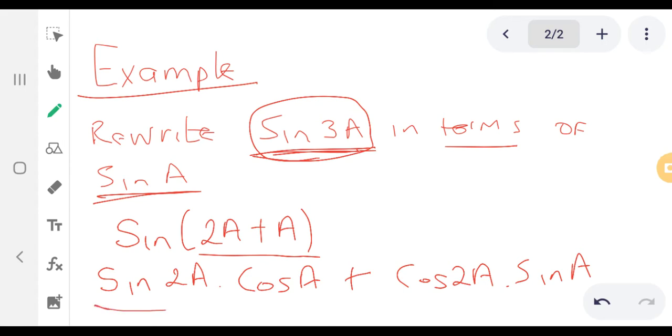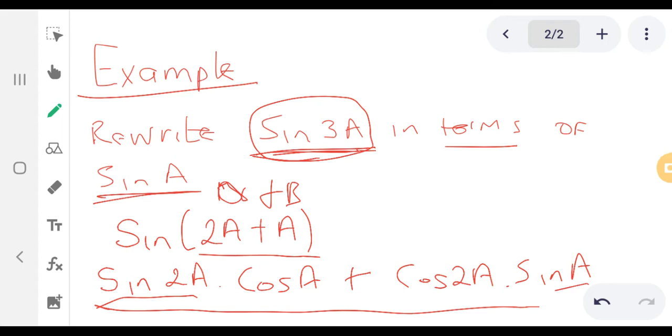Now, our identities are provided in our information sheet, so we just copy it. It's the same as us having alpha plus beta. So this is alpha, this is beta, and then this is also beta. Now from here onwards, if you notice here, we have 2a. 2a is a double angle. So I know from double angles that the sine of 2a can be written as 2 the sine of a multiplied by the cos of a.